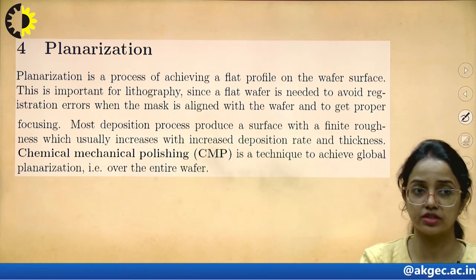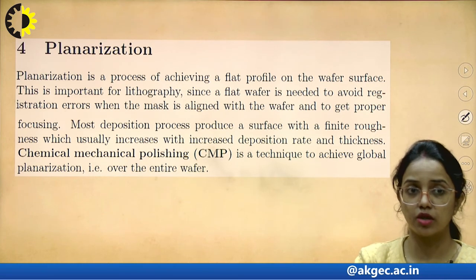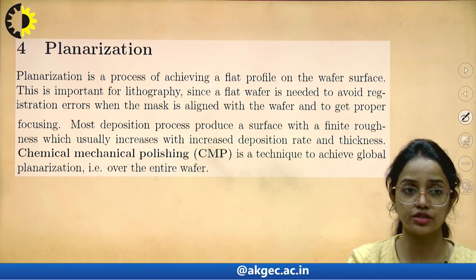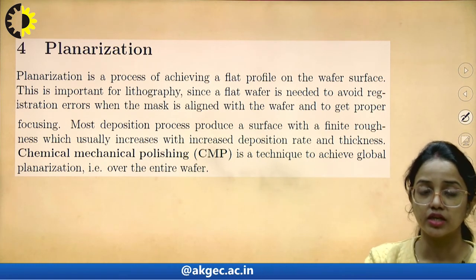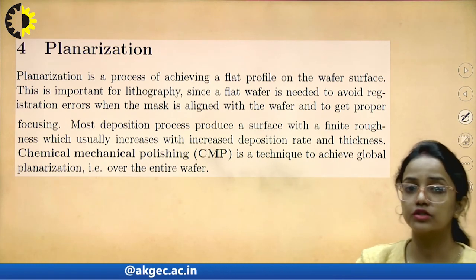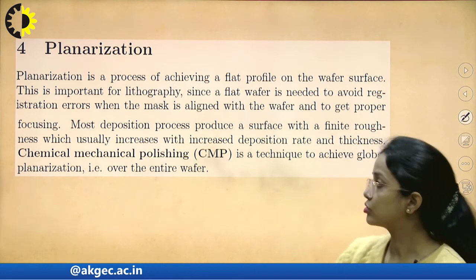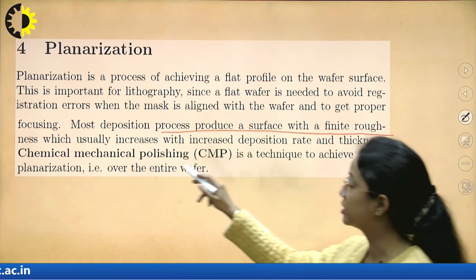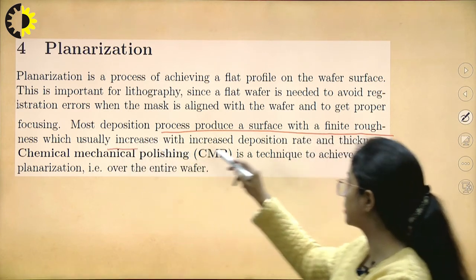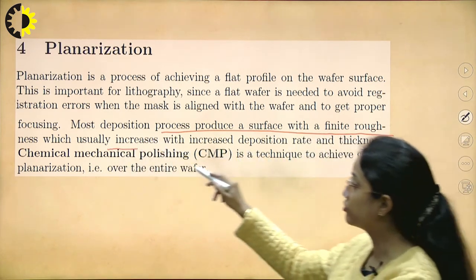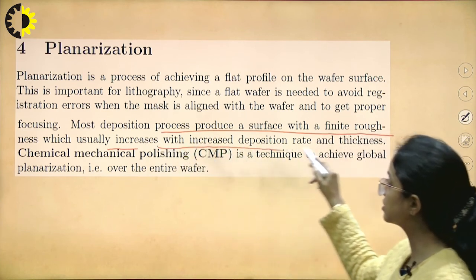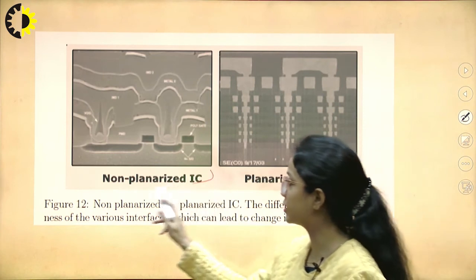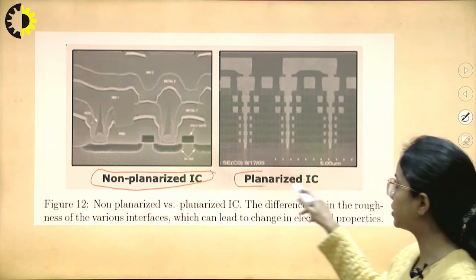So next is planarization, which is the process of achieving a flat profile of the wafer surface. This is important for lithography, since a flat wafer is needed to avoid registration errors when the mask is aligned to the wafer, and to get proper focusing. Most deposition processes produce a surface with finite roughness, which usually increases with increase in deposition rates.